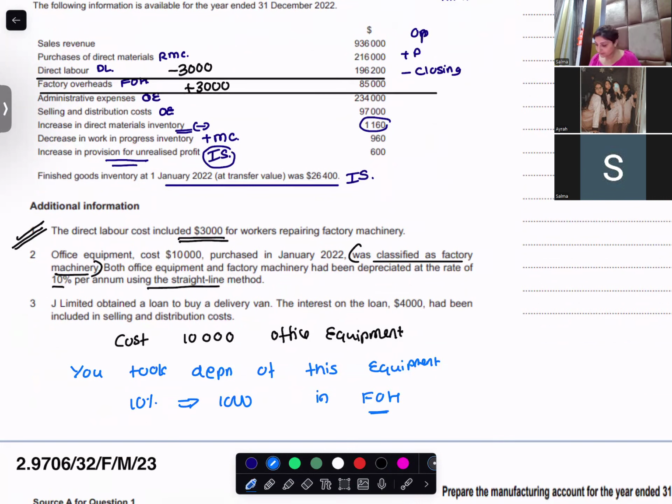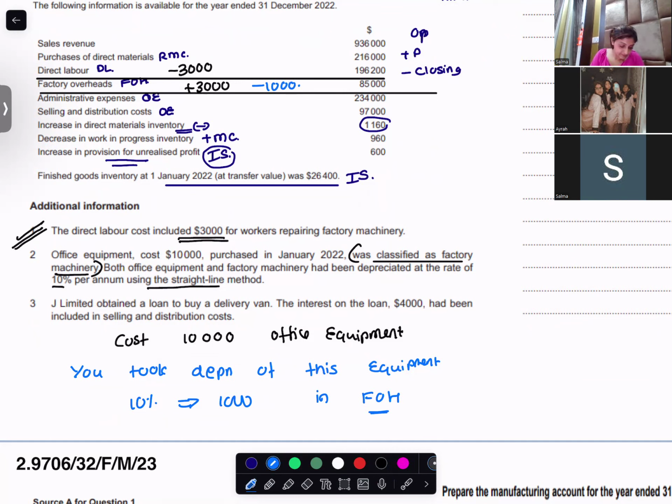It was office equipment, but you treated it as factory equipment and put the depreciation in factory overheads, which is totally incorrect. So you will subtract 1,000. This was wrongly done. Okay, read the next thing.